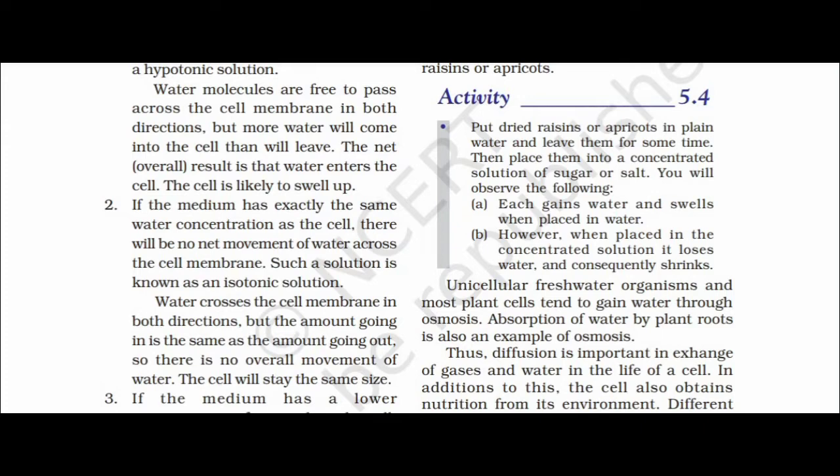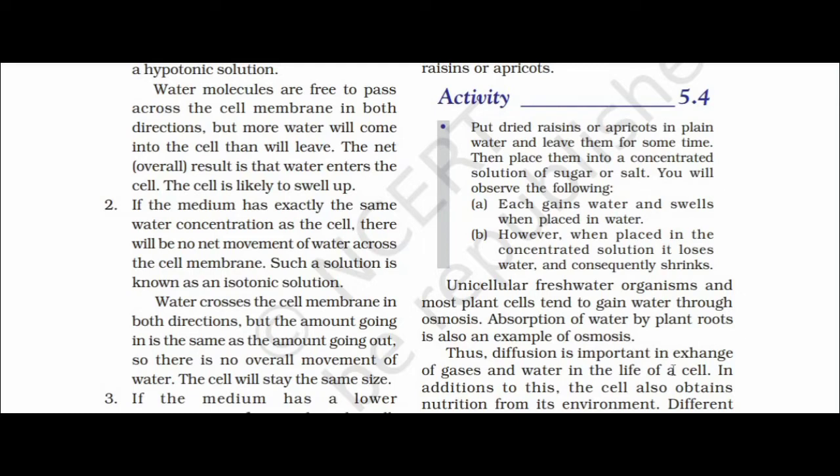Thus, we can see that when apricots or raisins are put in pure water, they swell, they gain water. But in the case of a concentrated solution, since water content is low outside the raisin, outside the apricots, they lose water and they shrink. Unicellular freshwater organisms and most plant cells tend to gain water through osmosis.